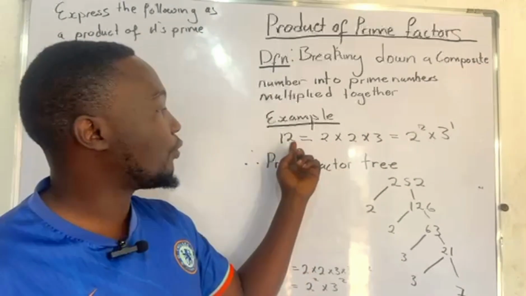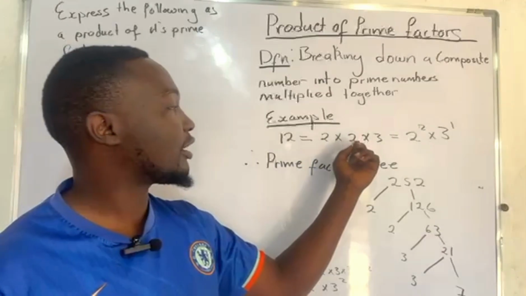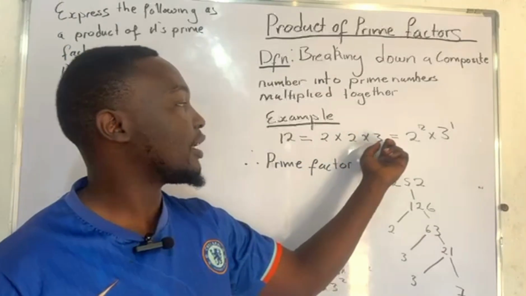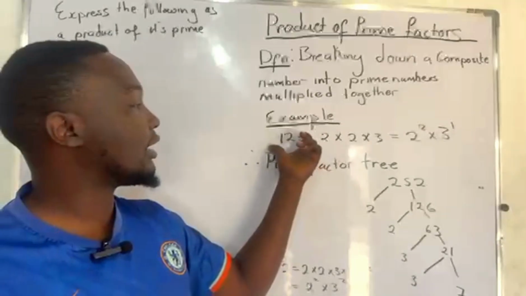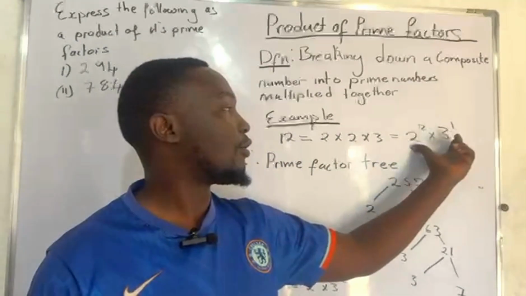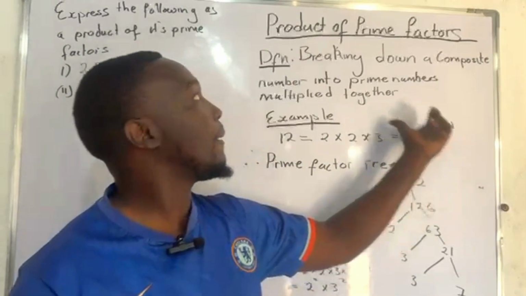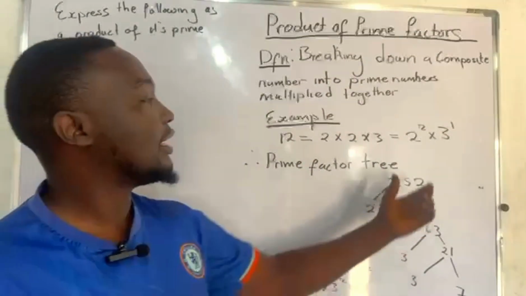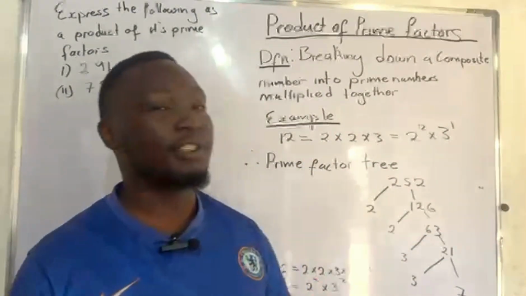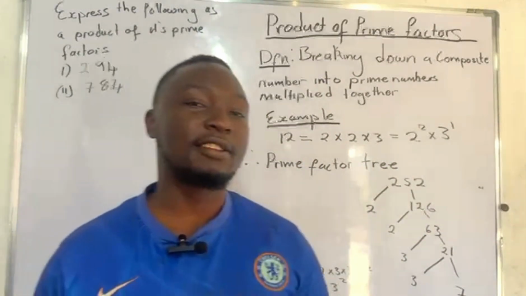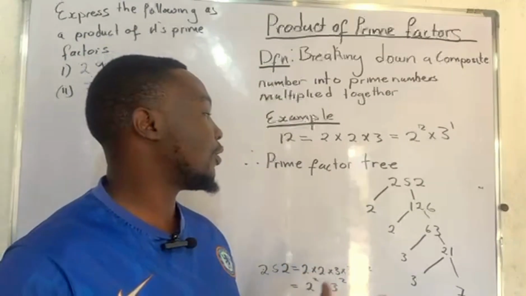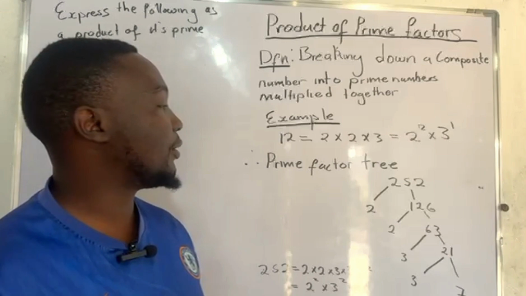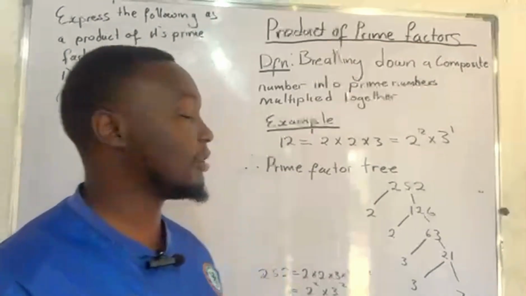So 12 is a factor 2, a factor 2, and another factor 3. If we multiply this, we still get 12. So breaking down 12 into this composite form is what we call breaking down a number into a product of its prime factors. There are various methods that we use in order to break down a number into a product of its prime factors, but today we are going to look at the tree method.